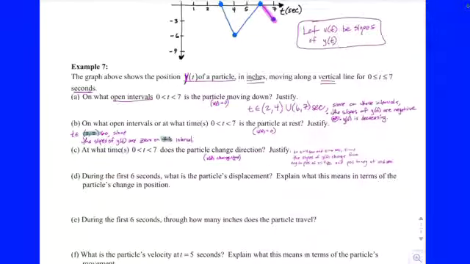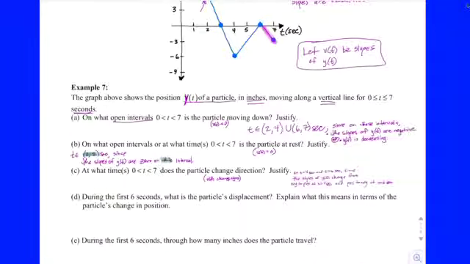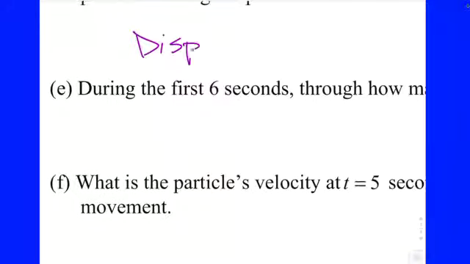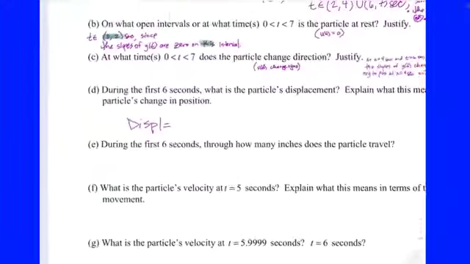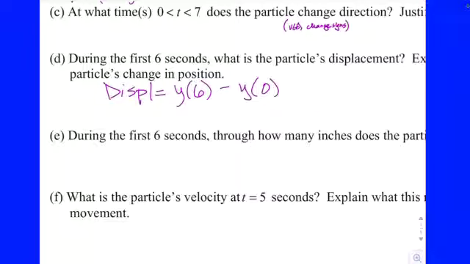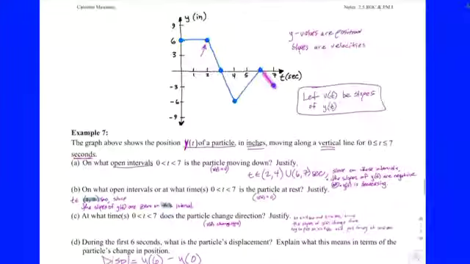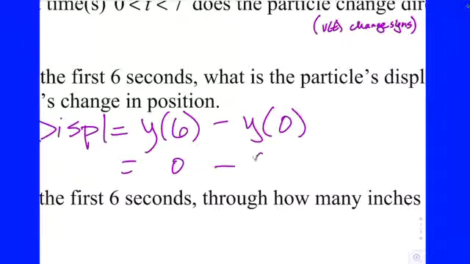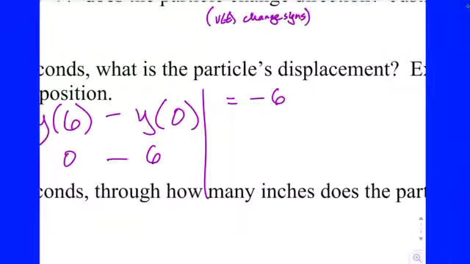Okay, during the first 6 seconds, what's the particle's displacement during the first 6 seconds? All right, so how do we find displacement? Yeah, endpoint minus start point. So during the first 6 seconds, that's going to be where it ended up at 6, that's y of 6, minus where it started, y of 0. And so there's your setup. Now all we have to do is get those values from the table. Y of 6 is 0, and y of 0 is 6. So that equals -6. And what are the units?